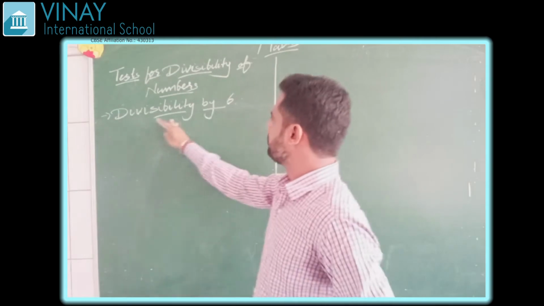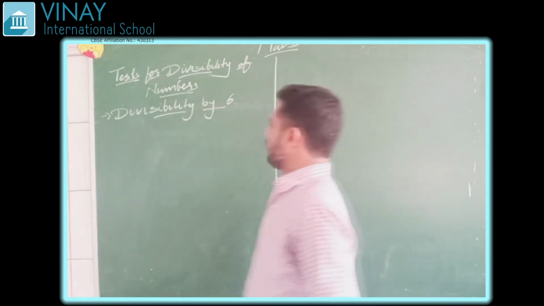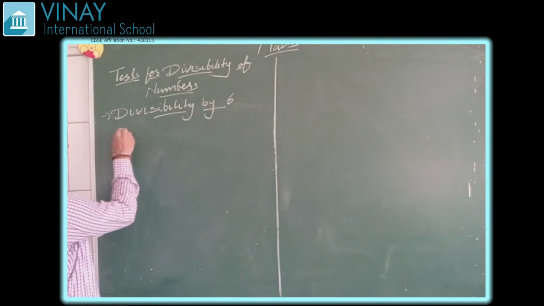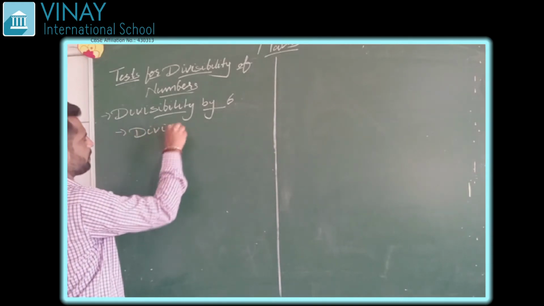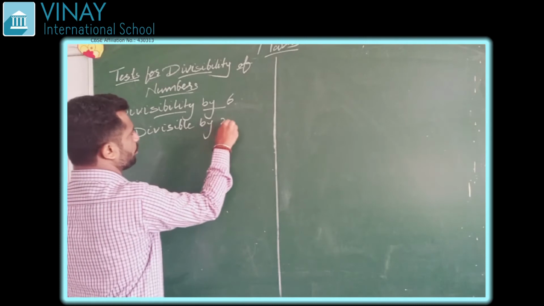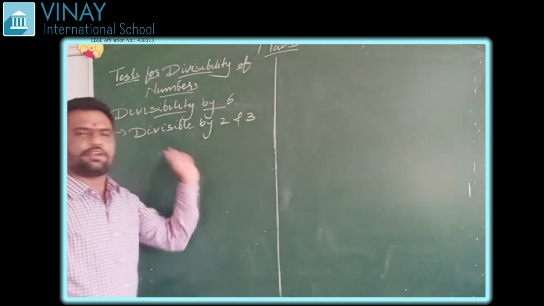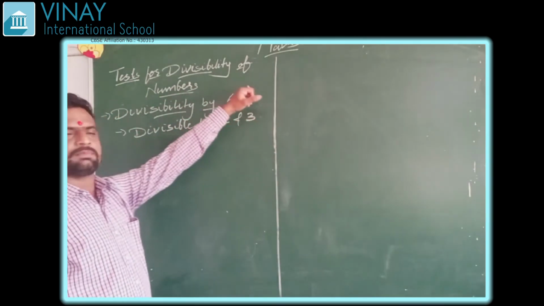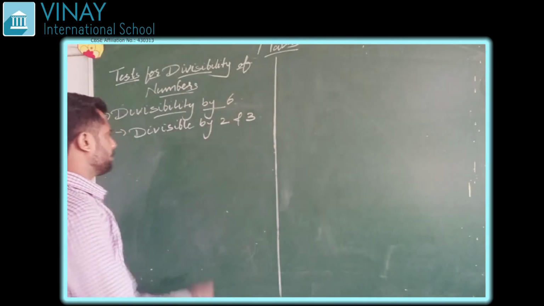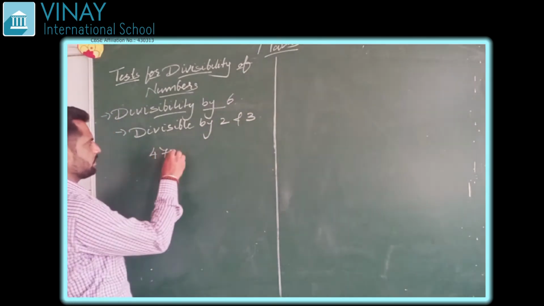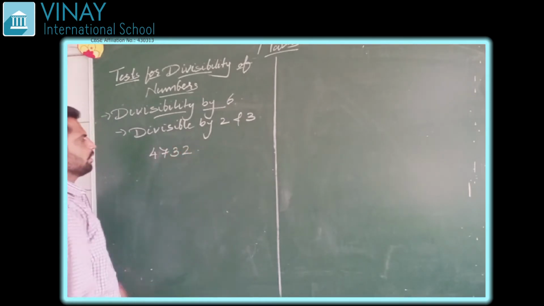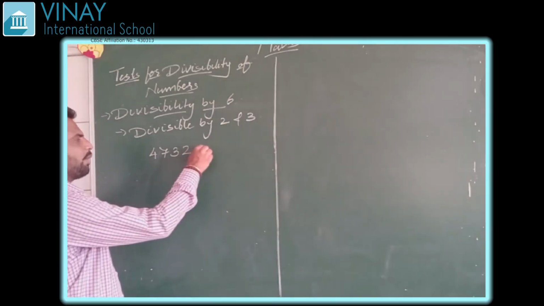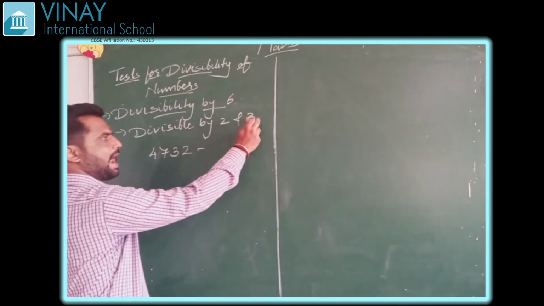Now, let us see divisibility by 6. Divisibility by 6 says that if any number is divisible by both 2 and 3, then that number is divisible by 6. For example, the number is 4732. Now we need to check whether it is divisible by both 2 and 3.